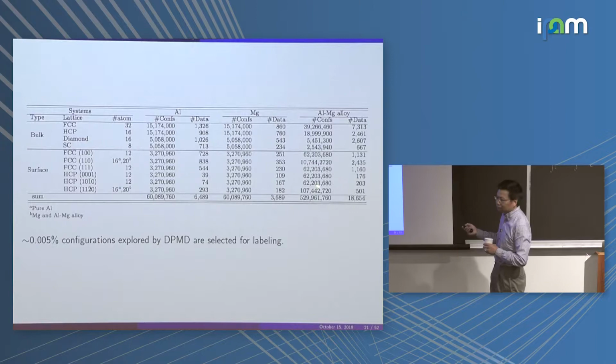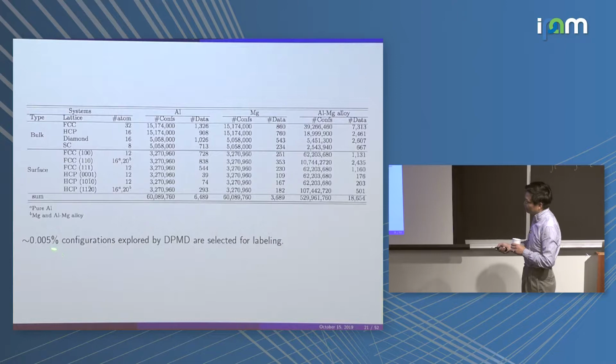Very small percentage were labeled. Think about it, if you want to label all those, life would be much harder. But you only need those, and the accuracy is just as good. So less than 0.005% of configurations need to be labeled.